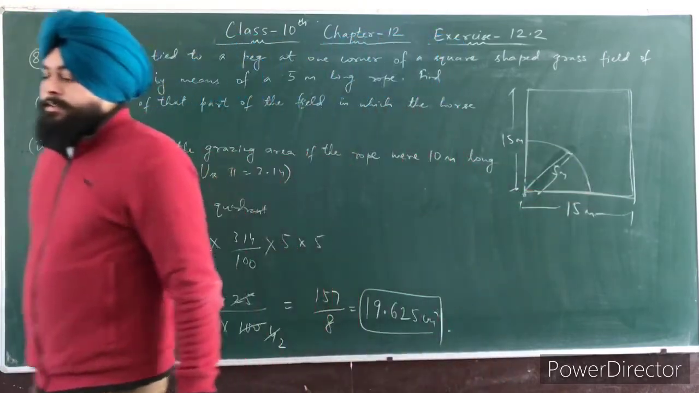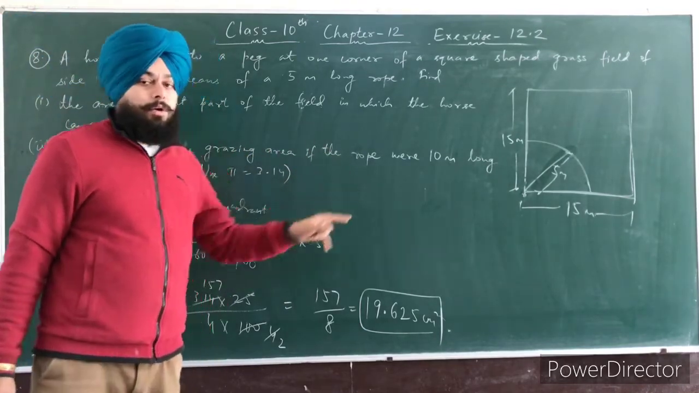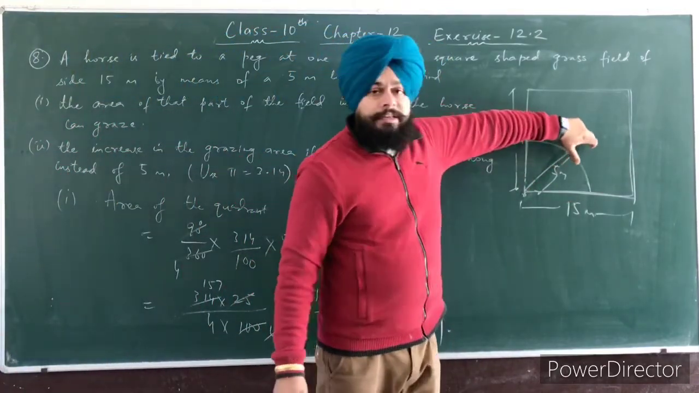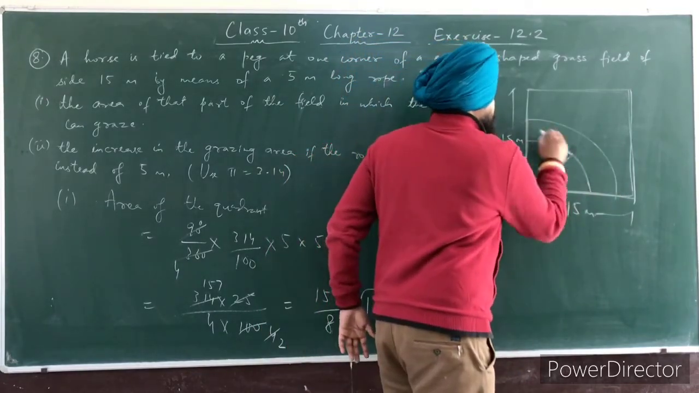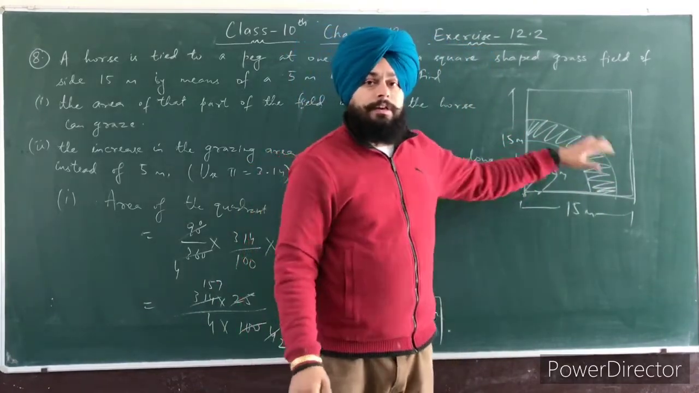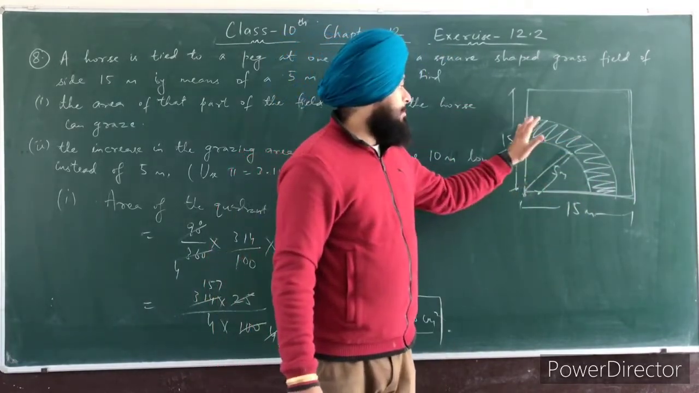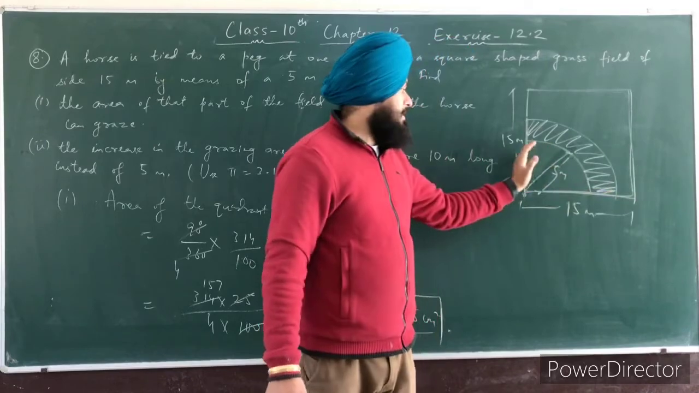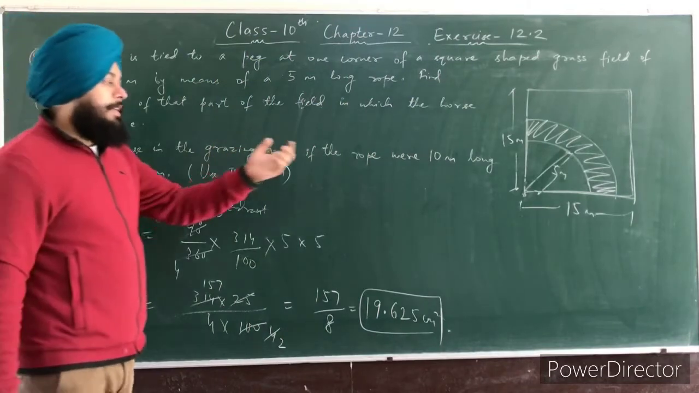Alright. The second part is, we can find the increase in grazing area if the rope were 10 meter long instead of 5 meter. How much area will increase if the length of rope is 10 meter instead of 5 meter? Then what we will do? We will subtract the area of this largest quadrant minus the area of this smallest quadrant. Clear, students? Then we will find the increased area.